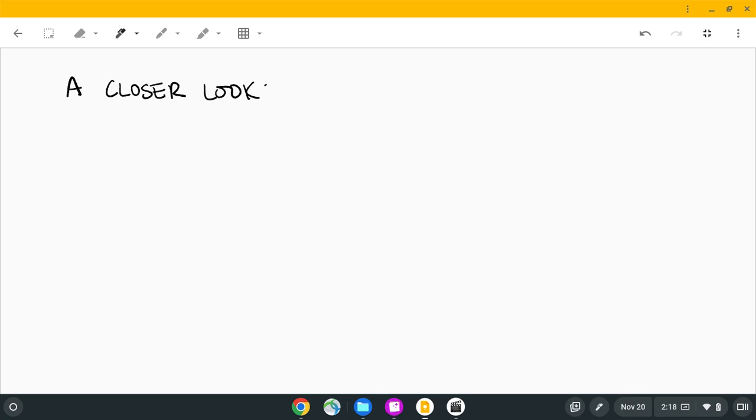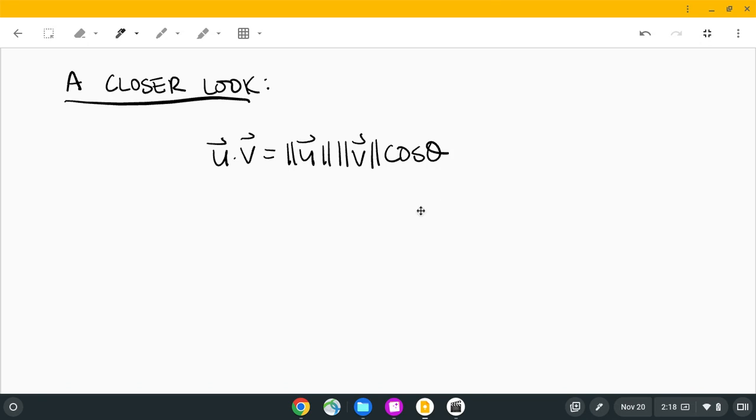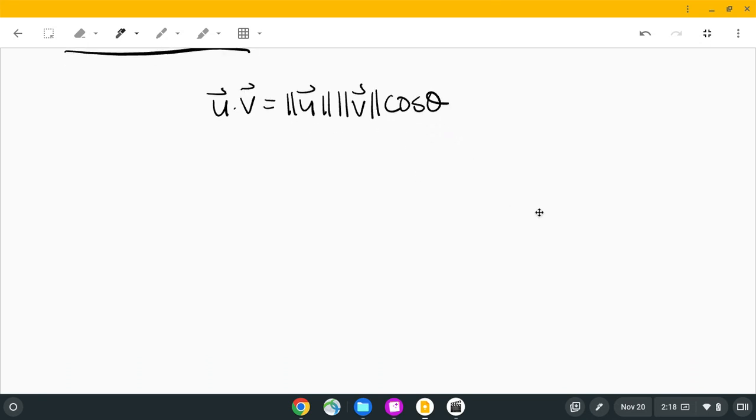So this is what we have, right? We have this formula: u dotted with v equals the magnitudes times cosine theta. I solved this equation for cosine by dividing both sides by the magnitudes. So I get u dotted with v over the magnitude of u times the magnitude of v equals cosine theta. Okay.